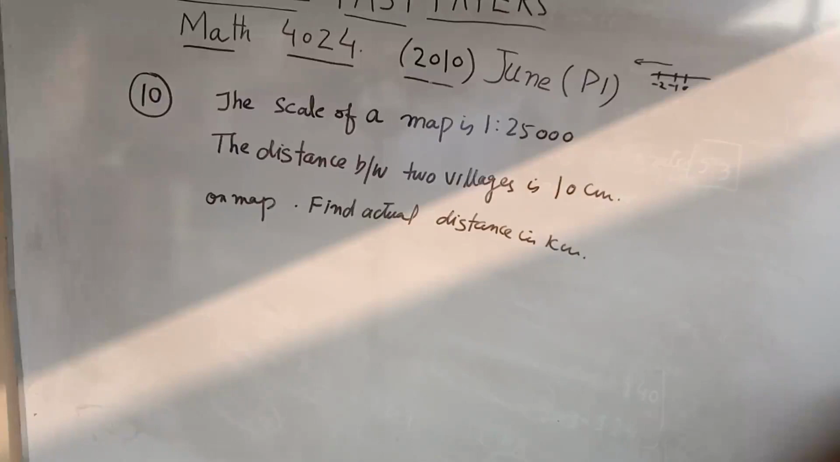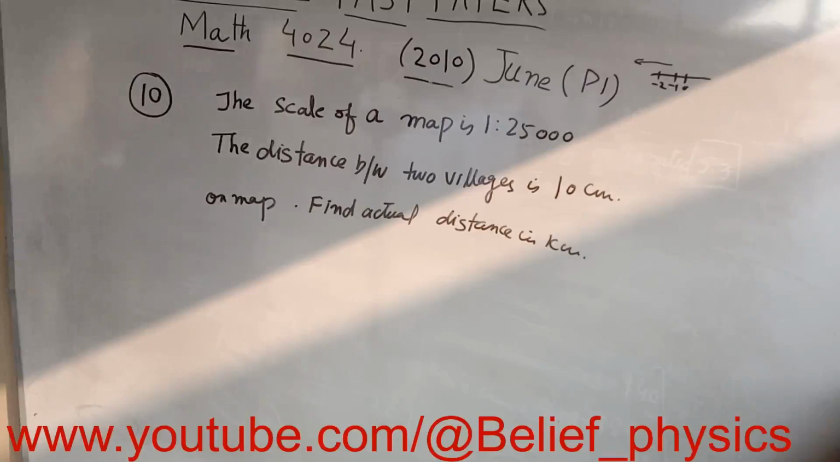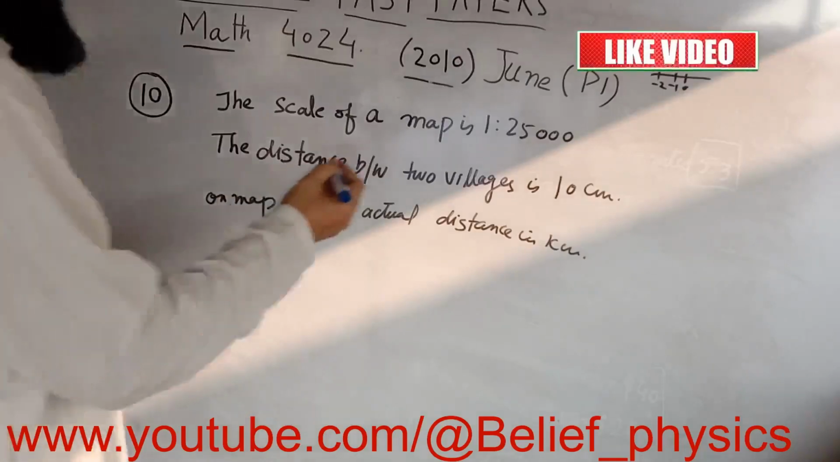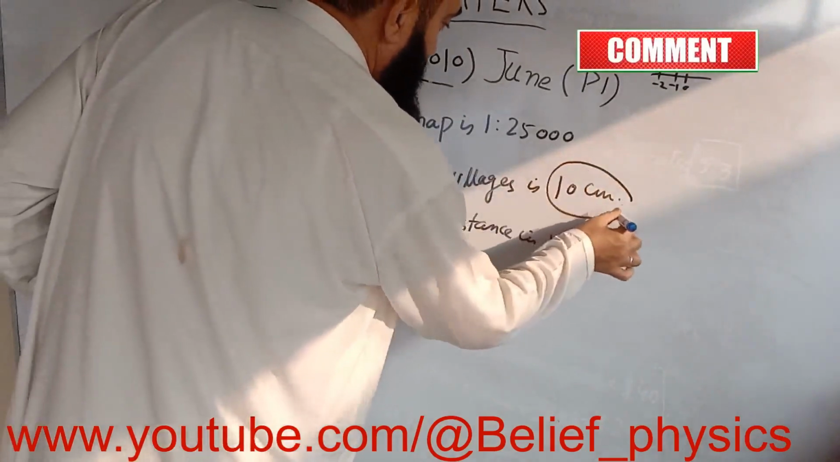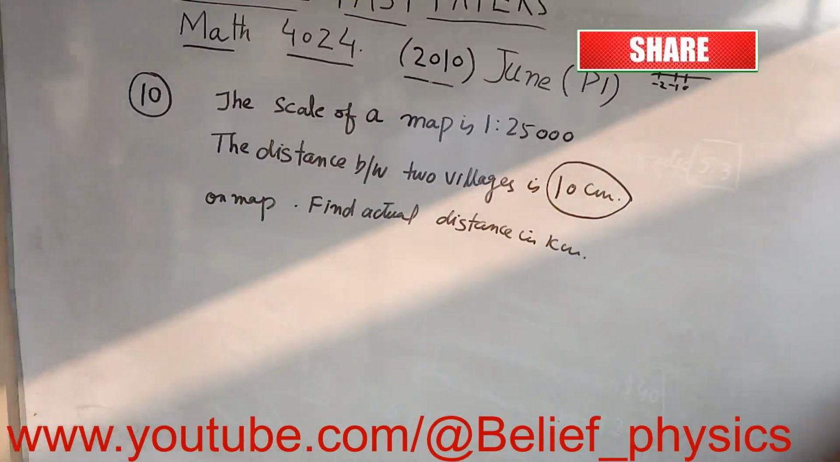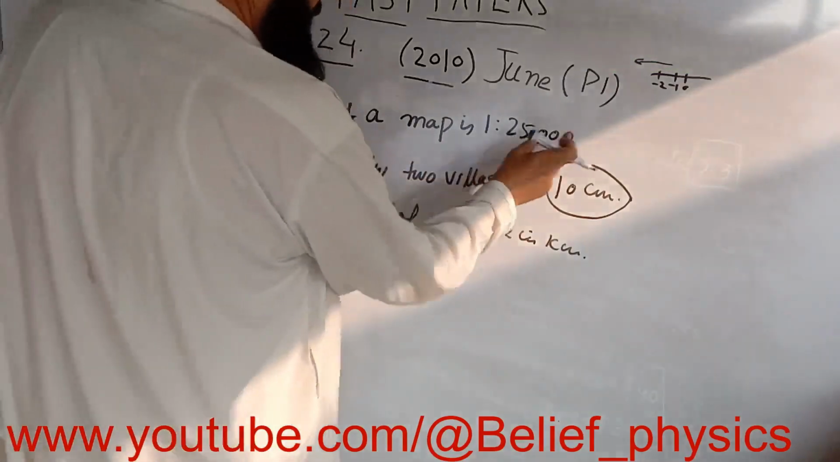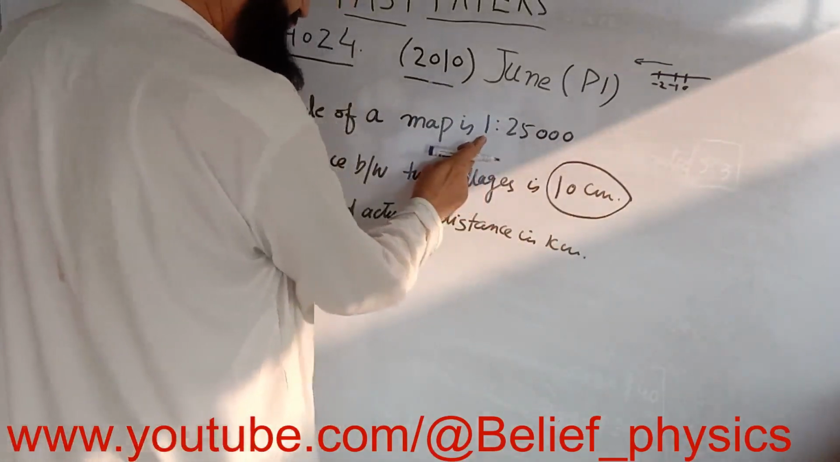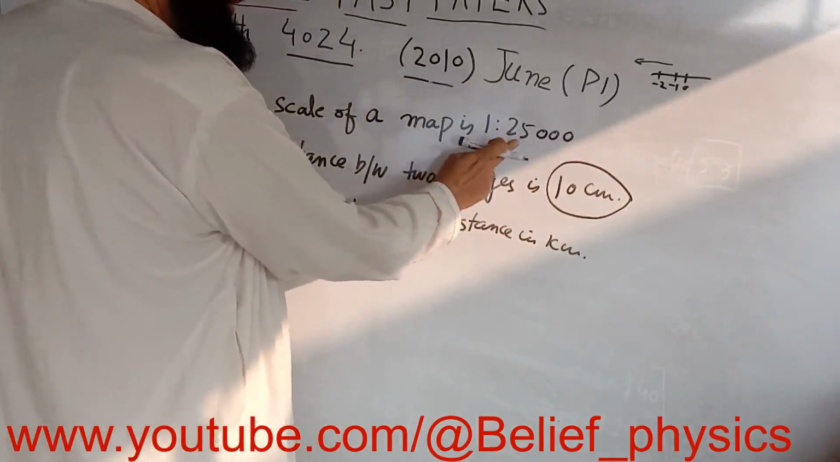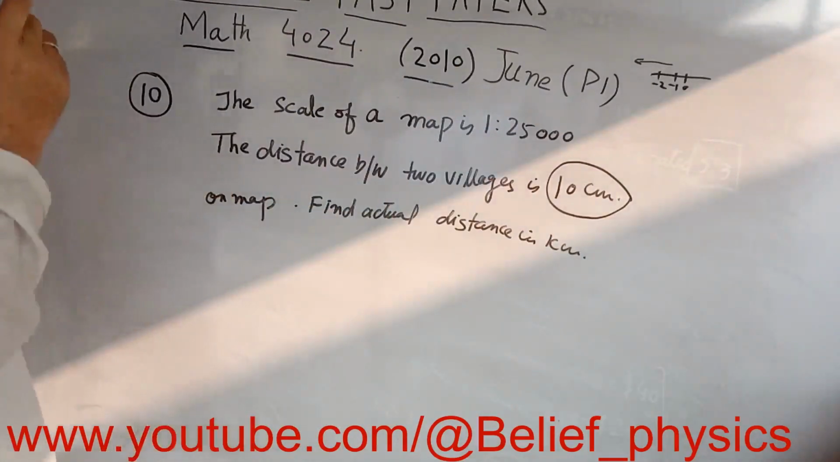So we have to find how many centimeters are used to show 1 kilometer. If you know how many kilometers in actual is shown by 1 centimeter on the map, it will then be how many kilometers in actual is shown by 1 centimeter. It is given 1 centimeter represents 25,000 centimeters.